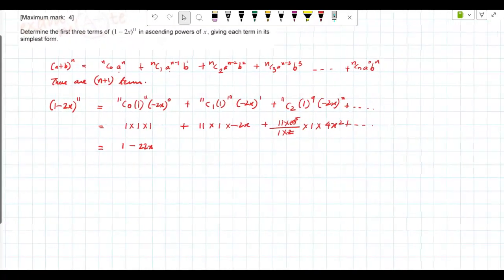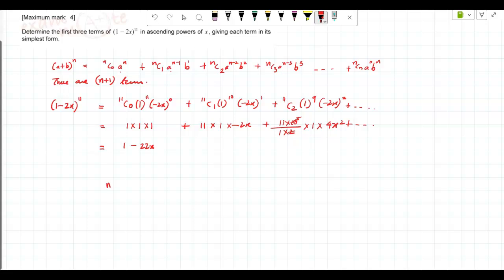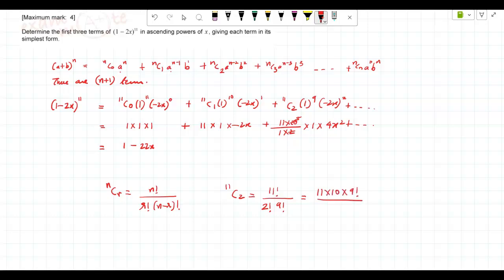Okay, let me explain that to you. nCr is n factorial over r factorial times (n minus r) factorial. So if I do 11C2, it's 11 factorial over 2 factorial and 9 factorial, since 11 minus 2 is 9 factorial. What is 11 factorial? It's 11 into 10 into 9 factorial, upon 1 into 2 and 9 factorial. So the 9 factorials cancel out.